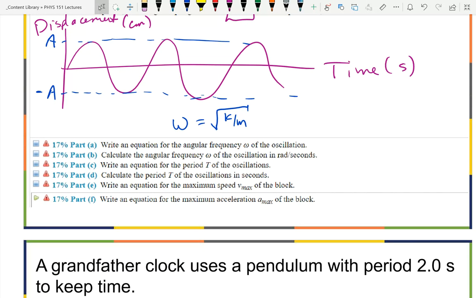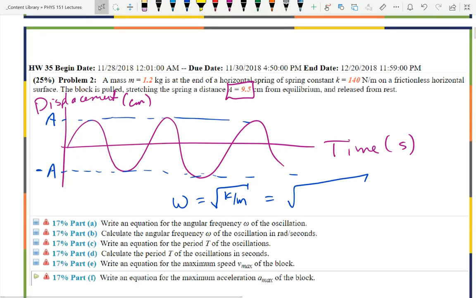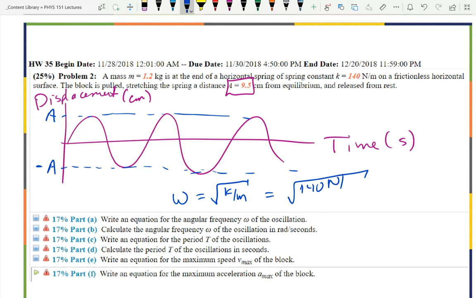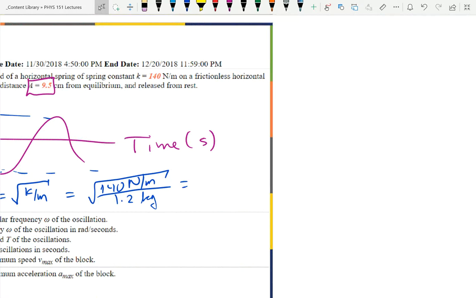What units are you going to get when you put those numbers in? Well, let's expand it out. Okay, 140 over 12. What's 140 over 12? It's a little less than 12, obviously, because 144 would have been 12. Well, would have been 120. 11 and 2/3.